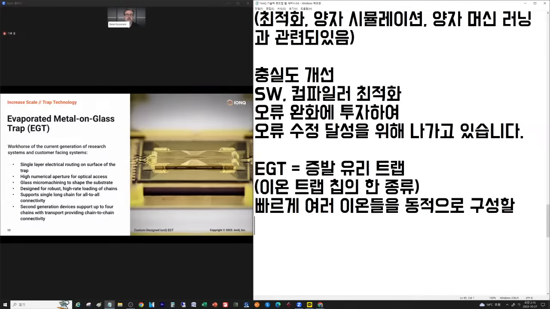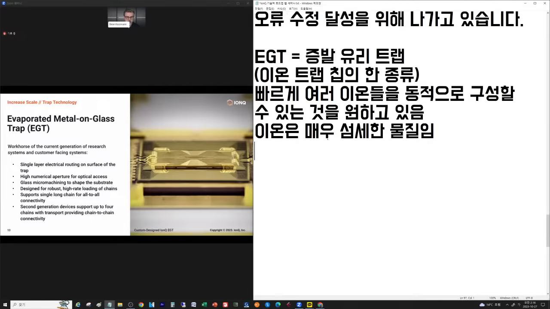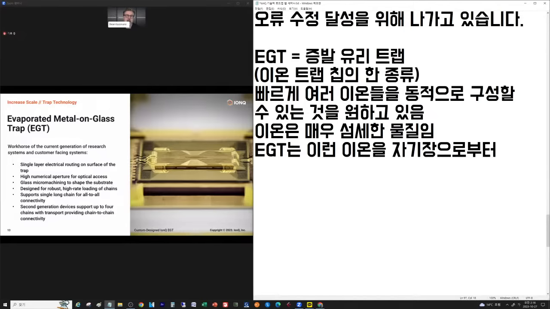Additionally, what we want to be able to do is fabricate them with high yield and uniformity to support our overall production development. Now, ions are extremely sensitive to stray electric fields from charging, from non-conducting surfaces, and our EGT, we haven't talked about it much in the past, but it uses glass micromachining to form high aspect ratio electrodes that shield those ions from sources of stray electric fields. It also allows us to create high numerical aperture shaping. So we have, I would say, high numerical aperture optical beam access to be able to drive all of the beam operations.